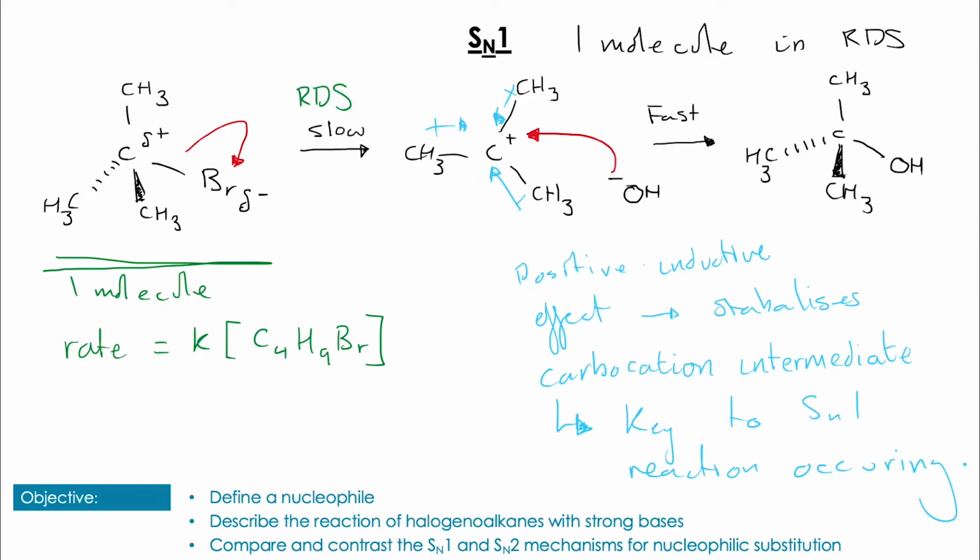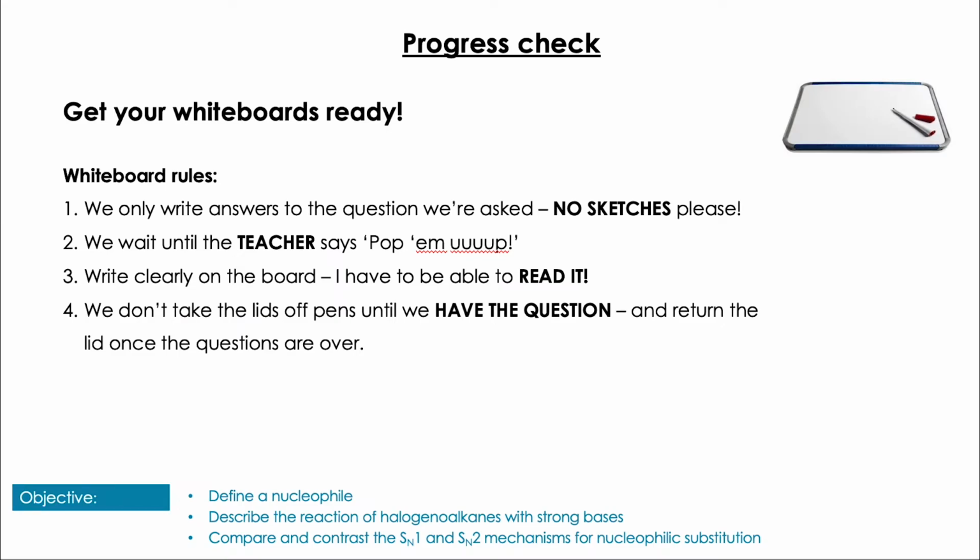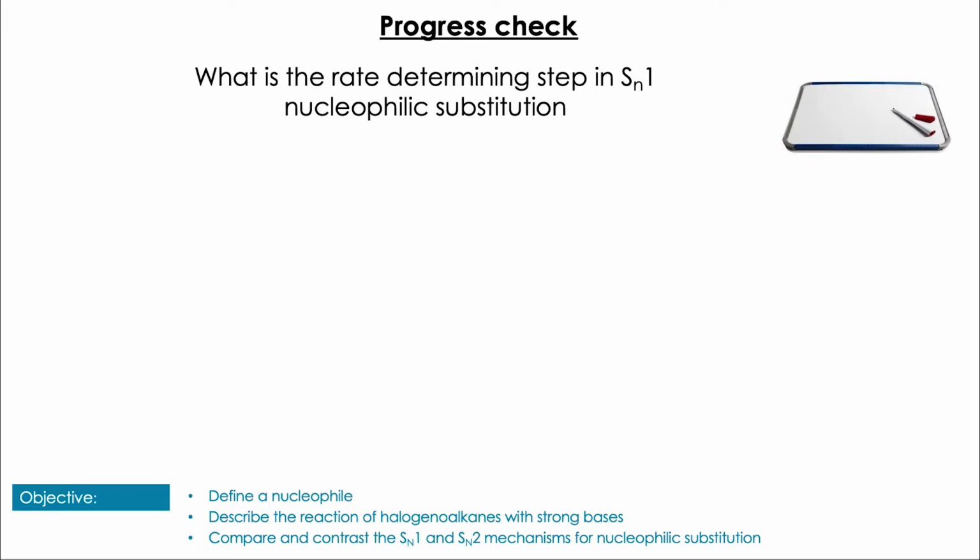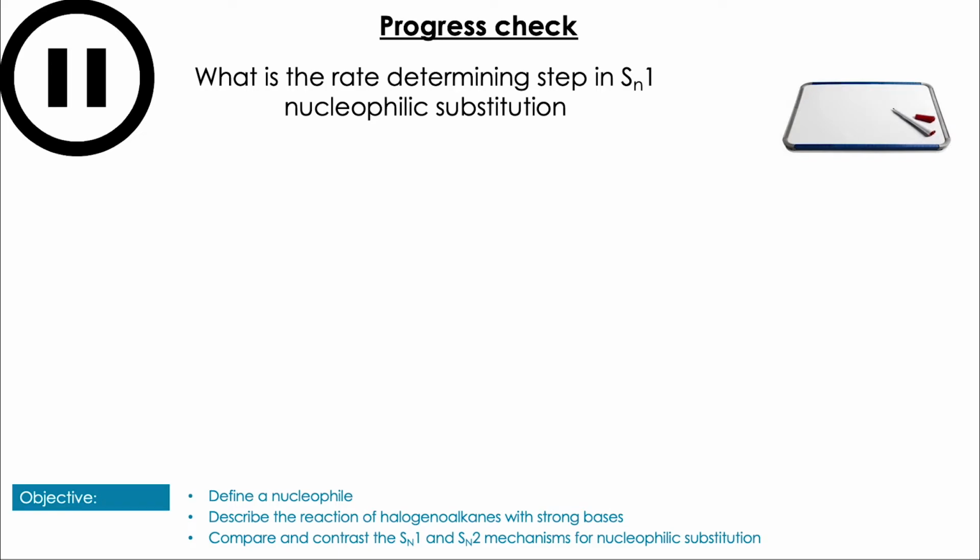Okay, so make sure you got some good notes on this, and remember, use your understanding of the positive inductive effect to think about what is going on in the reaction, as it's going to come in handy when we consider Sn2 also. Let me give you a question on that. What is the rate determining step in Sn1 nucleophilic substitution? Pause the video to have a go at that.